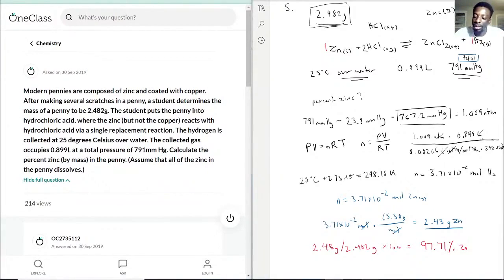Okay, so just a quick run through. We found out the true atmospheric pressure of just hydrogen gas by subtracting the vapor pressure. Then we use that to find the moles of hydrogen, and then use that to find the moles of zinc, and then we use that to find the grams of zinc, and then we use that to find the percentage.